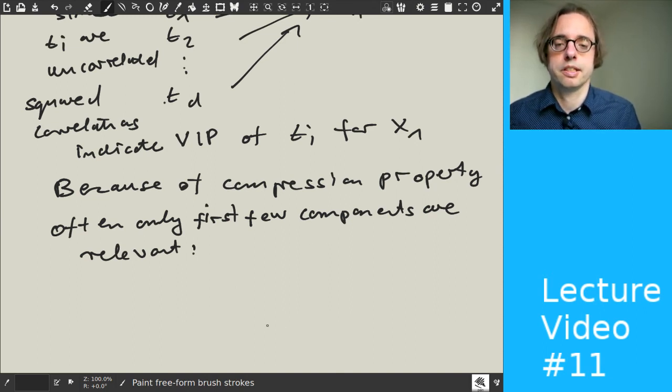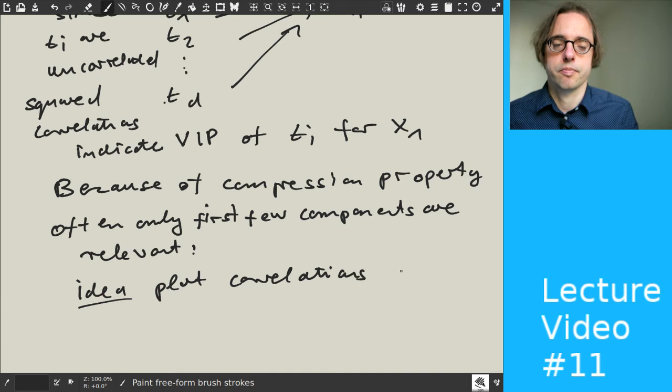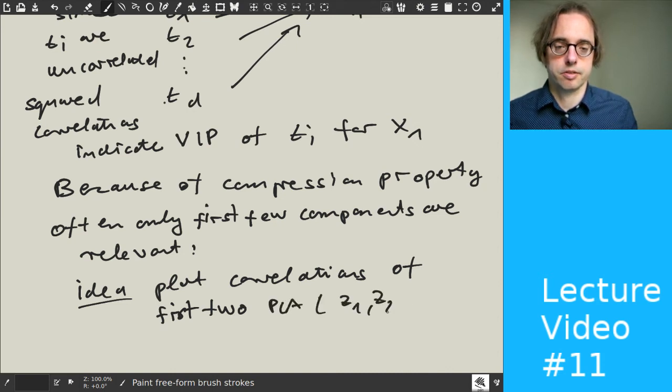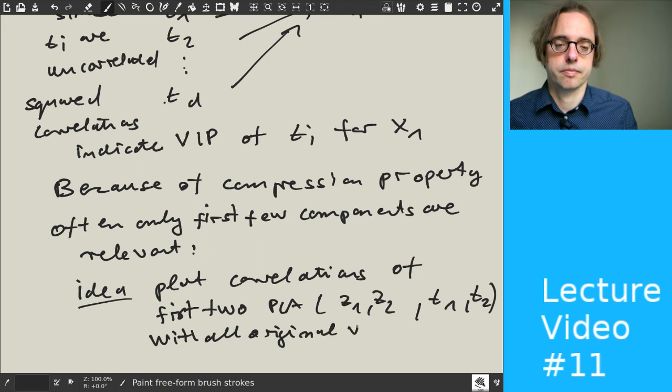So what we do is we plot the correlations. So the idea: plot correlations of first two PCAs, so Z1, Z2, or T1, T2, with all original variables. And then you get something like this.